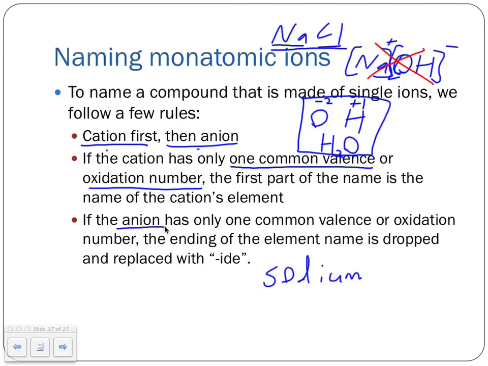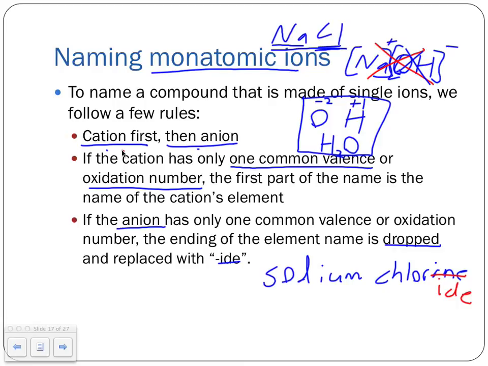The anion portion: if it has only one common valence or oxidation number, the ending of that element name is dropped and replaced with "ide." This is true for monatomic anions, ones where it's not polyatomic, just one element. In this case our anion is Cl, chlorine. We want to drop the ending of that name, the "ine," and add I-D-E. So this becomes sodium chloride as our name here.